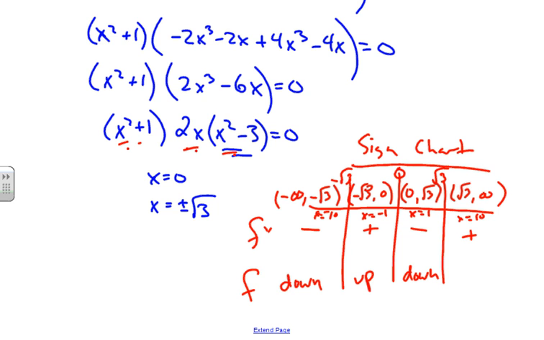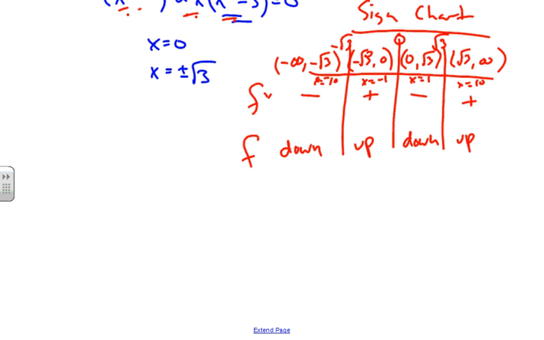Then it's going to be up again. It's like a roller coaster of emotions. See this problem? You're always down, then up, then down, then up. Now, those are our points of concavity, and we determine that.